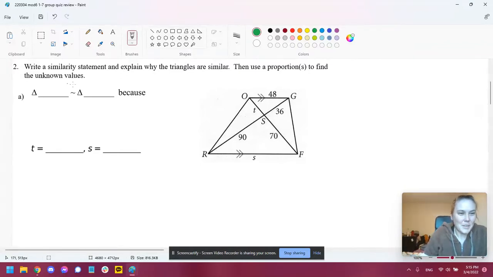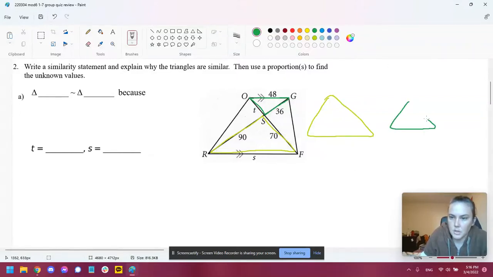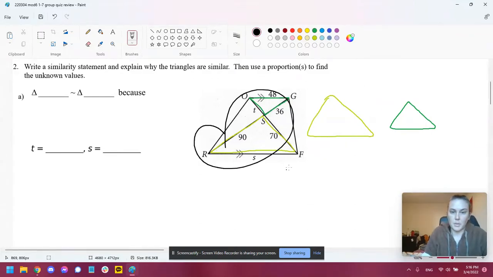Anyways, part 2 is writing a similarity statement for two triangles here that are similar, and then using proportions to find the unknown values. For here, the two triangles we have that are similar are this green one up top and this light green one down bottom, right? I'm going to rewrite these off to the side because I'm obsessed with doing that. I think I'm a lot smarter when I look at stuff like this rather than complicated diagrams like this.